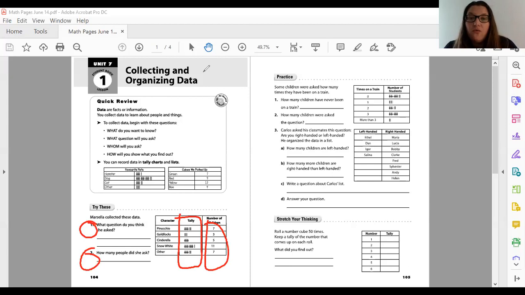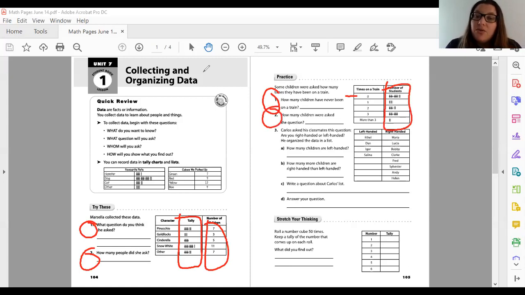For page 105, you are going to figure out how many kids have never been on a train. So you're going to look at the list where it says 0 times on a train and see how many kids have never been on a train. And then you're going to figure out how many children were asked. So again, you need to count this number here for number 2, okay?